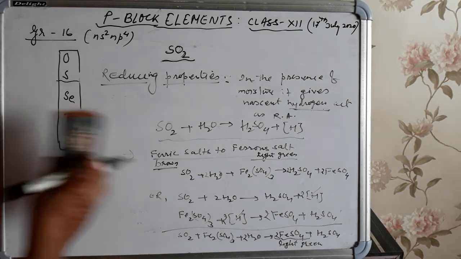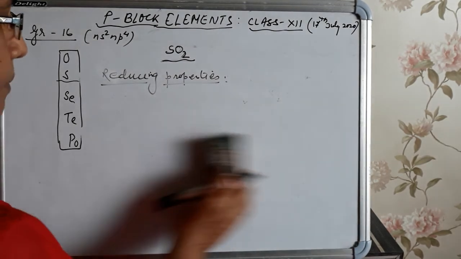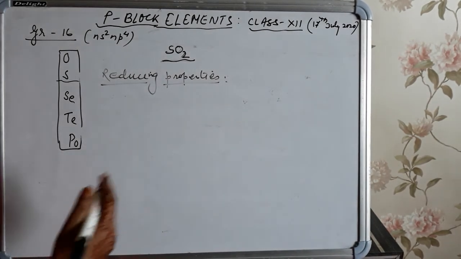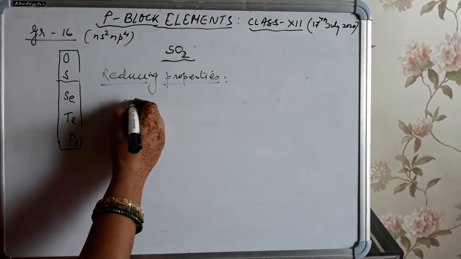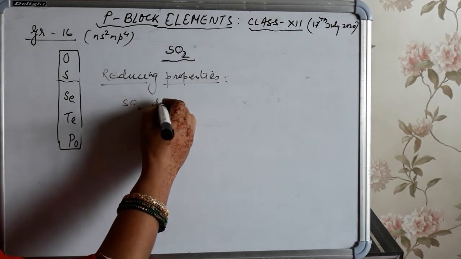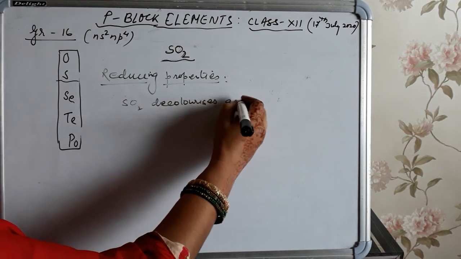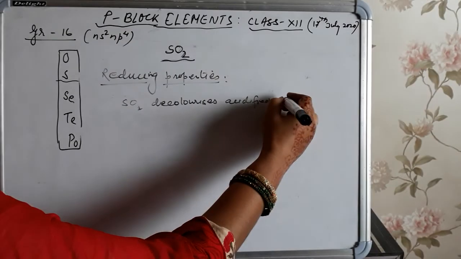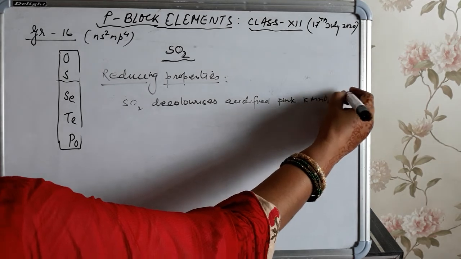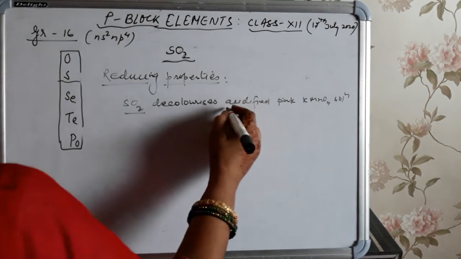See here one reaction regarding potassium permanganate or potassium dichromate. Sulfur dioxide decolorizes acidified pink potassium permanganate solution. How does sulfur dioxide decolorize permanganate solution in acidic medium?